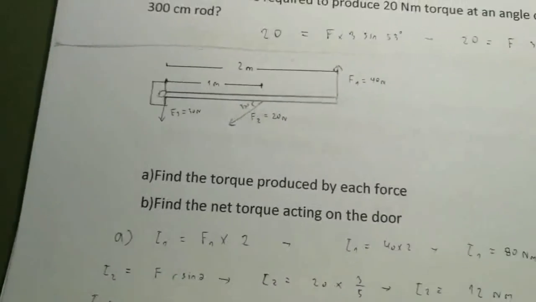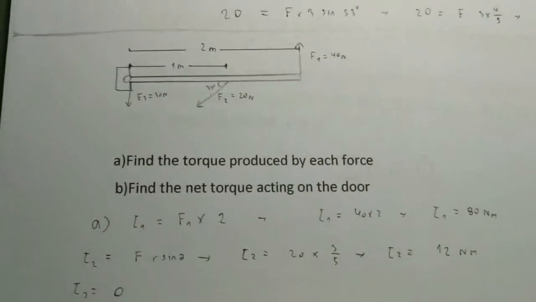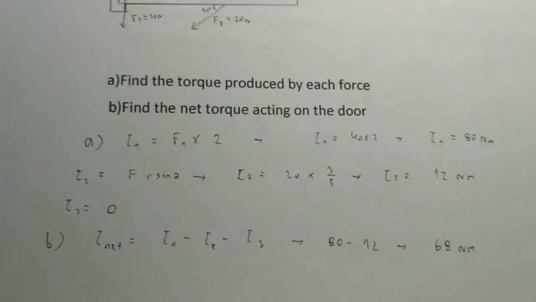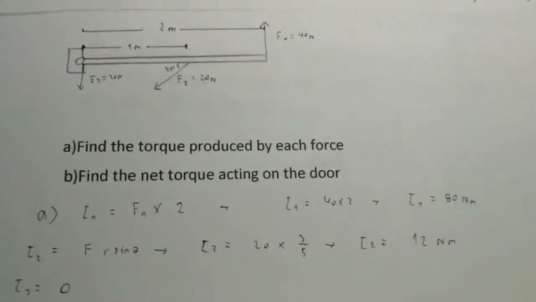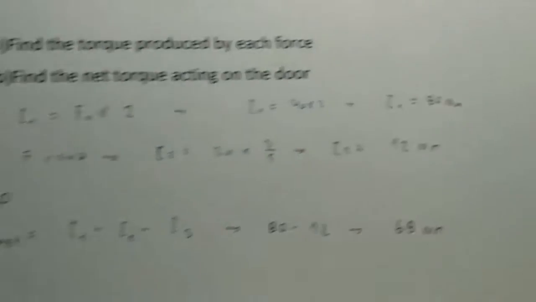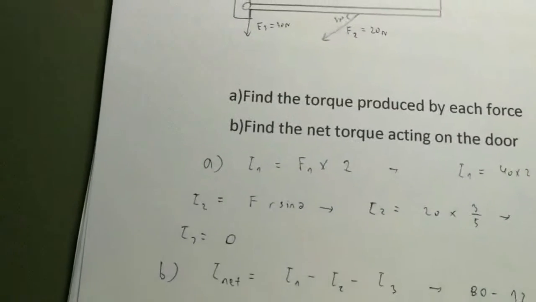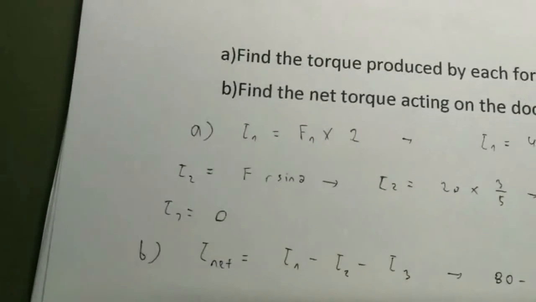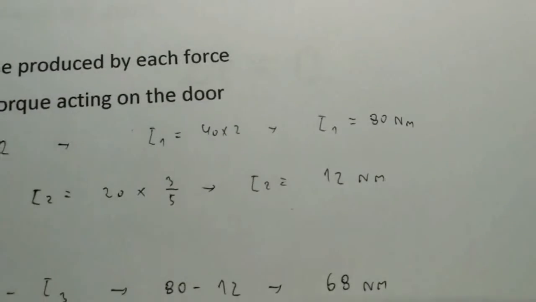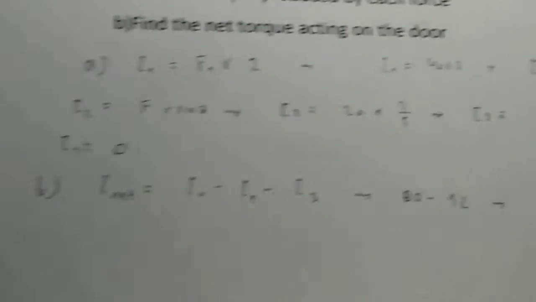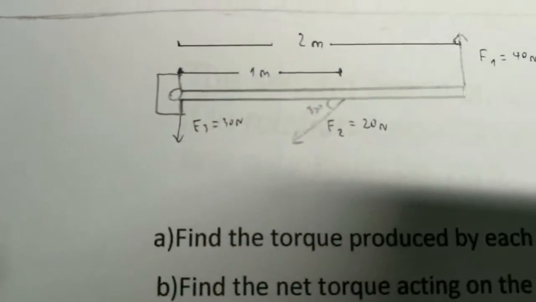A. Find the torque produced by each force. For F1, the distance is 2, so torque 1 equal to force 1 times distance, so 40 times 2 is 80 Newton meter. And for torque 2 we use another formula. So torque 2 equal to F2 times R times sine theta. Torque 2 equal to 12 Newton meter. For torque 3, there is no torque because distance is 0 here.